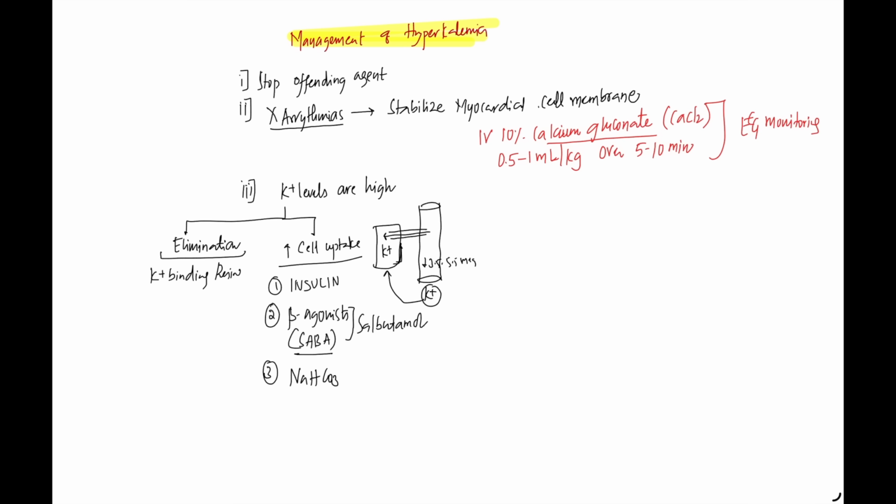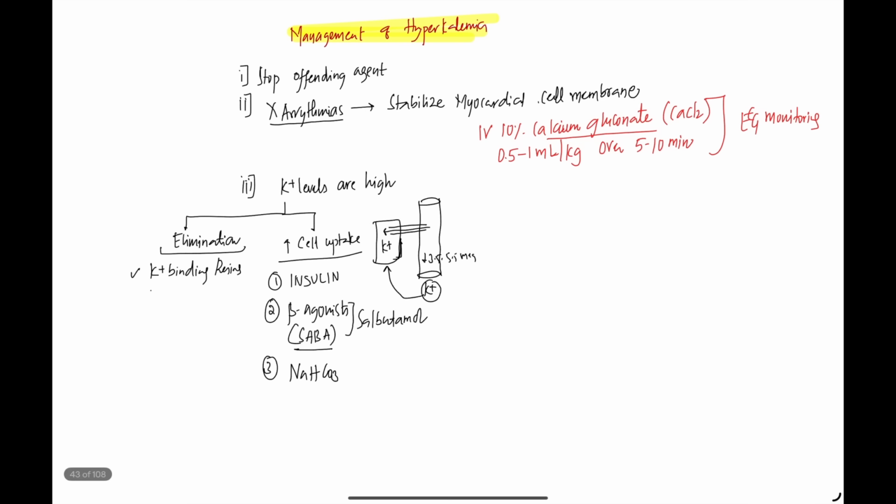Now, to eliminate potassium from the body, we have to use potassium binding resins. Somehow in the gut, we have to give something which binds to it and removes it. For removal, a very important potassium binding resin is sodium polystyrene sulfonate, which can be given orally or per rectally. This will remove most of the potassium from the body. Otherwise, do you remember when I was teaching you Bartter syndrome and Gitelman syndrome? I told you the main side effect of loop or thiazide diuretics is that they lead to potassium depletion from the body.